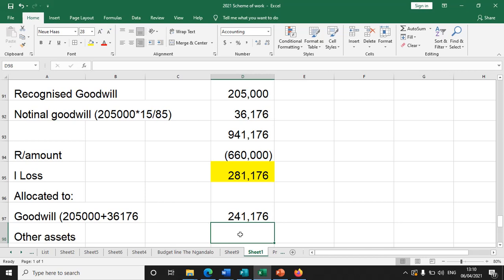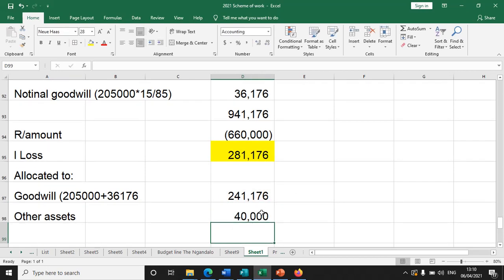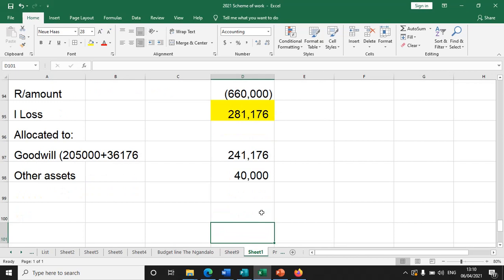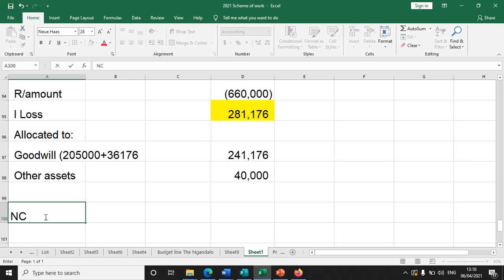So let's find the difference here. This minus that figure there. So other assets to be allocated with 40,000. Now the question is not asking us to end at allocation of impairment loss. The question is asking us to find NCI after this particular impairment.